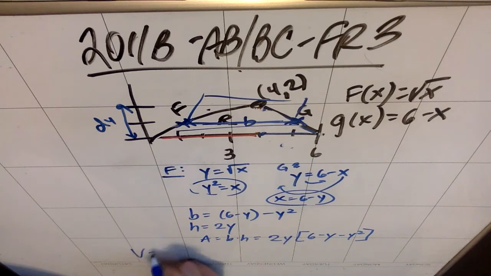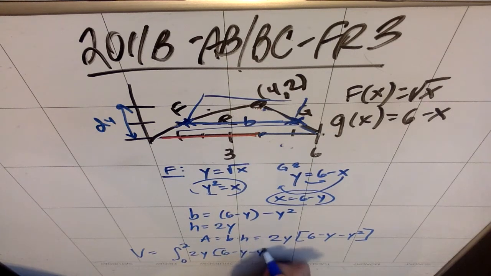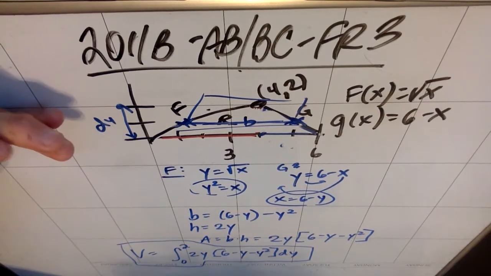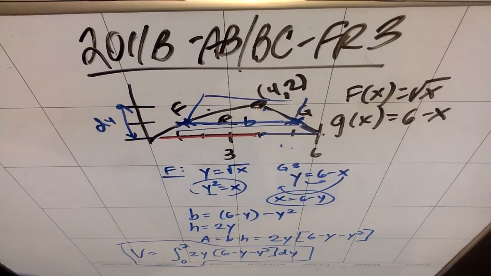So the volume is going to be adding up all of those rectangles. So it's going to be the integral from 0 to 2 of 2y times the quantity 6 minus y squared with respect to y. That's the volume they want. The reason you have to have it in terms of y is because they went out of their way to say that you're going from 0 to 2 on the y-axis, and also because they said that the cross-sections are perpendicular to the y-axis. That's what makes that problem so tricky.